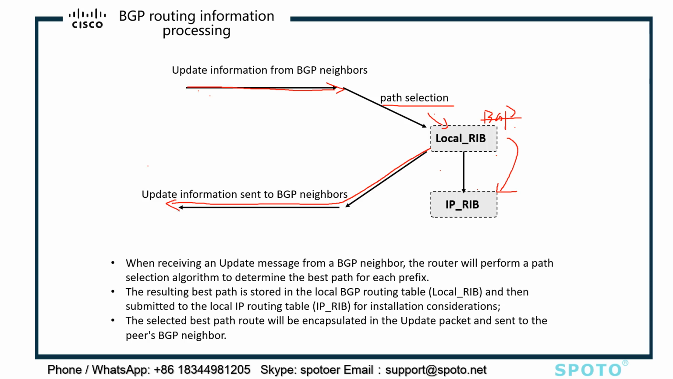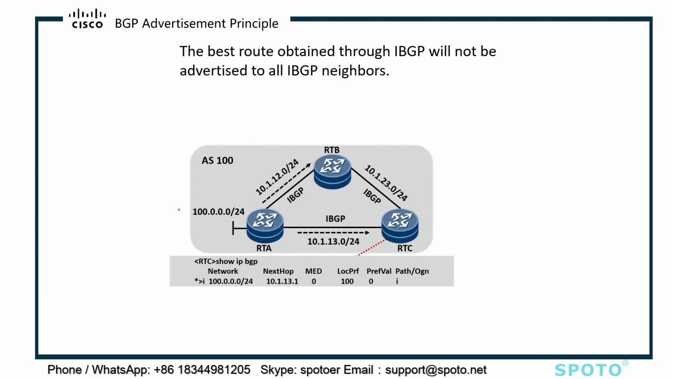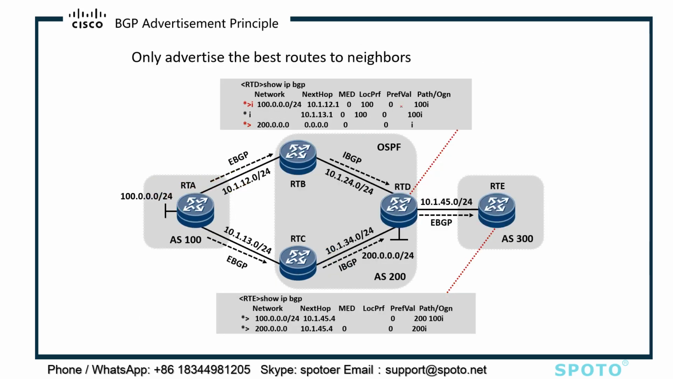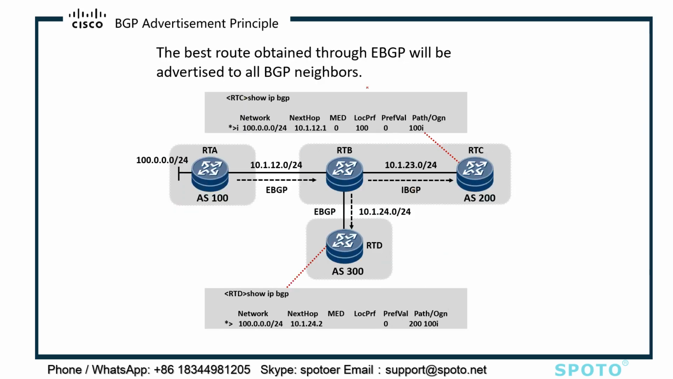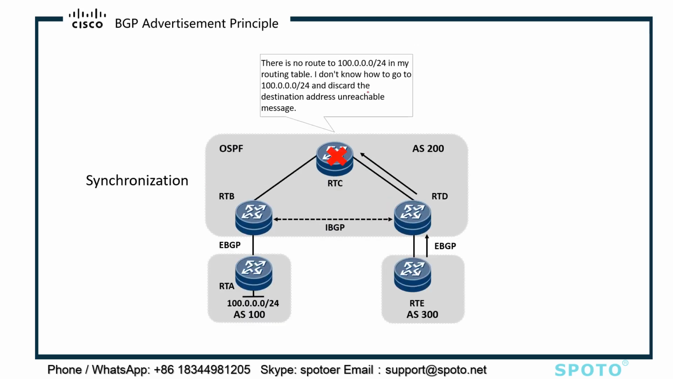Okay, so that's all for today's sharing class. In this class, we mainly talked about the four BGP advertisement principles. The first one is only the best, the second one is eBGP, the third one is IBGP, and the next one is synchronization. Actually, this is just the second part of our SPOTO free live class about the BGP protocol. Next class, we will continue to talk about the BGP protocol.